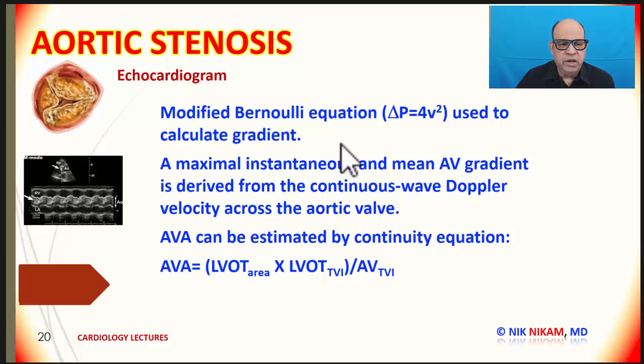Generally, we use the modified Bernoulli equation where the pressure change is equal to 4 times the velocity squared, and using this we can calculate the maximal instantaneous gradient and mean gradient across the aortic valve. Then we can calculate the aortic valve area based on the left ventricular outflow tract area, which is calculated by measuring the diameter of the left ventricular outflow tract, which I'm going to show you in the next picture, along with the left ventricular outflow tract velocity divided by the aortic valve velocity.